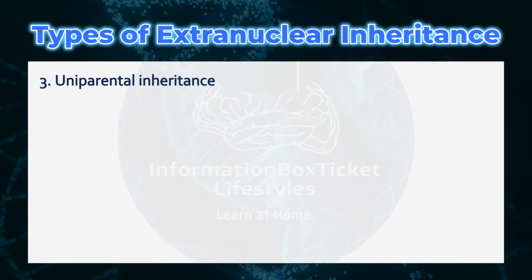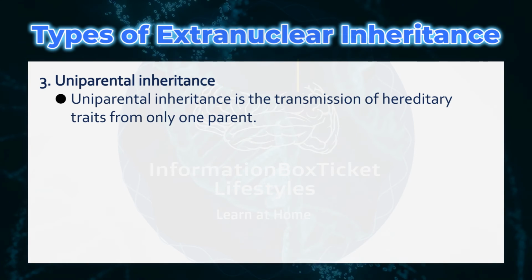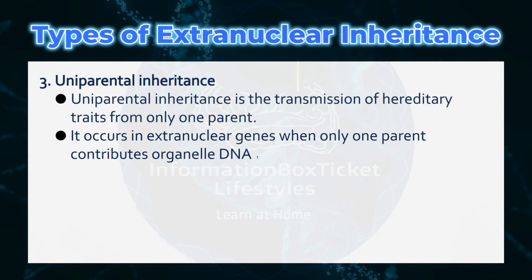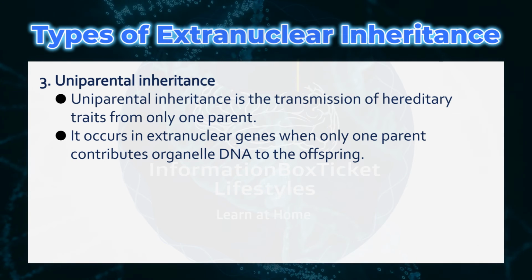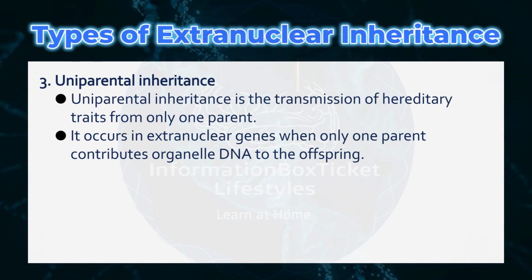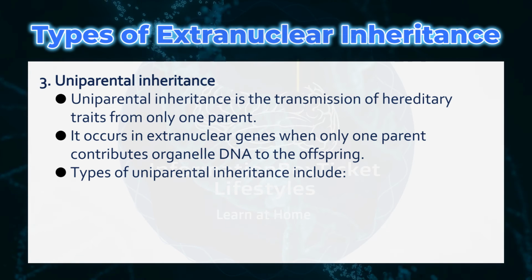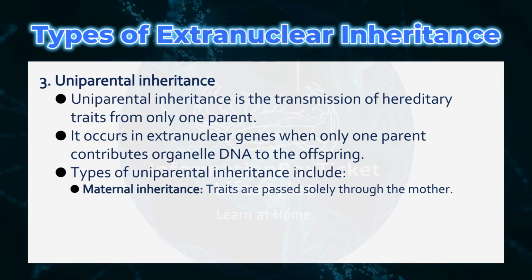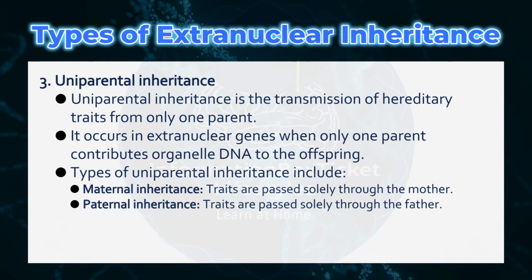Number 3. Uniparental inheritance. Uniparental inheritance is the transmission of hereditary traits from only one parent. It occurs in extranuclear genes when only one parent contributes organelle DNA to the offspring. Types of uniparental inheritance include maternal inheritance. Traits are passed solely through the mother. Paternal inheritance. Traits are passed solely through the father.